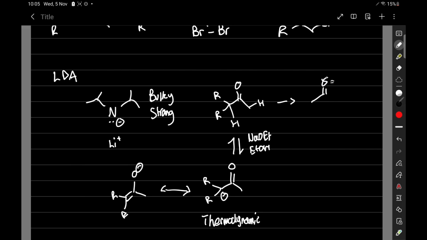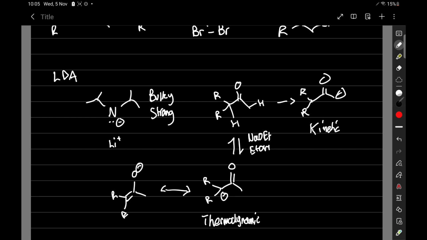And so it's the less stable one. Zaitsev's rule, I believe that is. So we can see that the less substituted side is the kinetic enolate. So this is kinetic control, where we basically do it really quickly. And the less sterically hindered enolate forms if we use kinetic control.